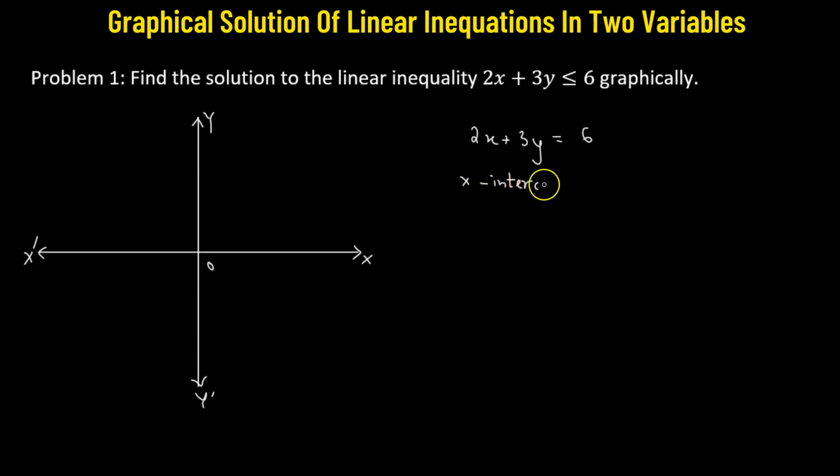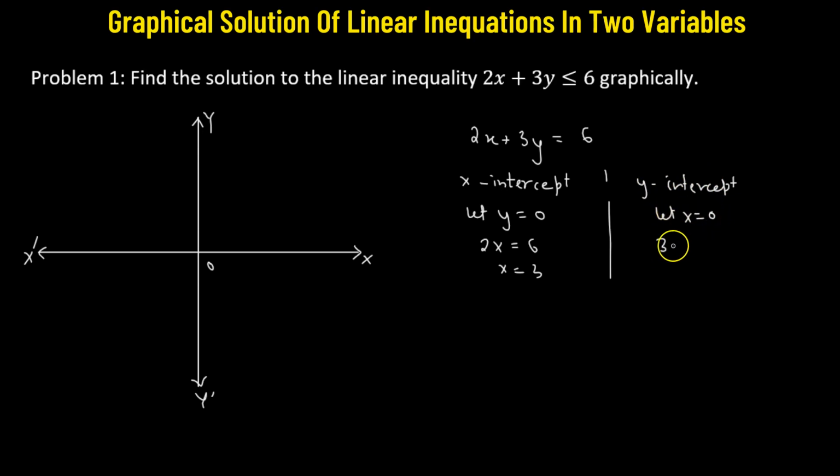So first let's find out the x-intercept. To find the x-intercept, we're going to suppose that the y value equals 0. This gives us 2x equals 6, so x will be equal to 3. And then we'll also find the y-intercept. To find the y-intercept, all we have to do is suppose that the x value is equal to 0 and then solve for the value of y. So we have 3y equals 6, and the y value equals 2.